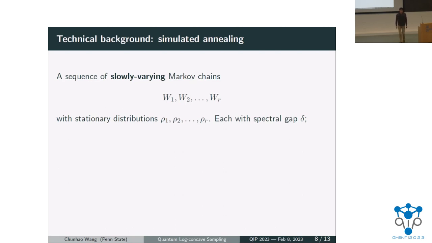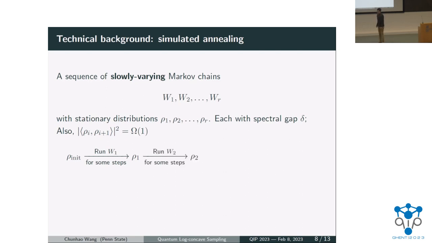Okay? Then the reason we call it slowly varying is because the overlap between the adjacent distributions is at least constant. Right? Then classically we can do this. We can start from an initial distribution, and we keep walking according to the first Markov chain until I get mixed for the first distribution, and then I just keep walking according to the second Markov chain until I get mixed for the second distribution, and I keep going until I get mixed for the last probability distribution.